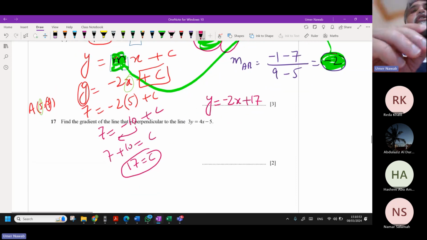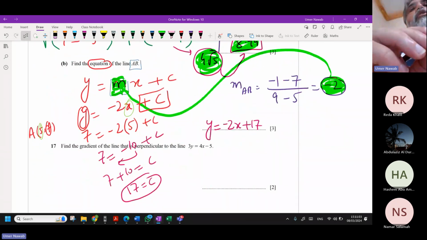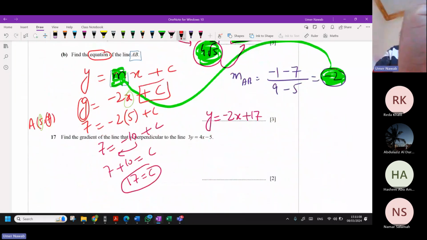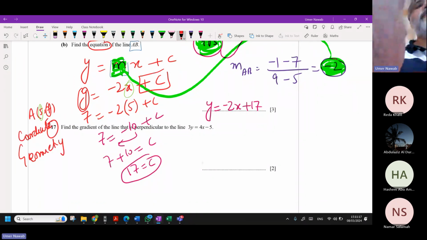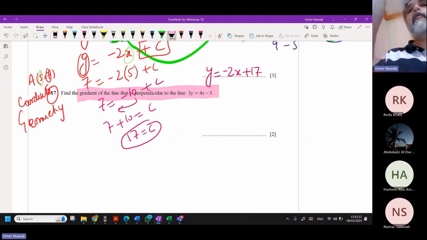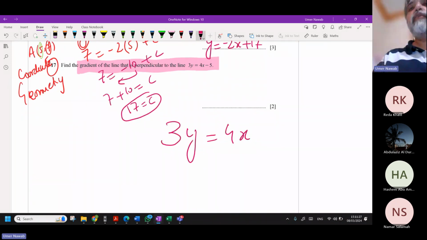The next question, which is question number 17, is an independent question. I think the examiner in this exam is very unstable. He checks your skills on coordinate geometry, but he did not stop in question number 16. He gave you another question on coordinate geometry, guys. This time he is interested in the gradient of the perpendicular line. Wow. So the equation of a line is 3y is equal to 4x minus 5.